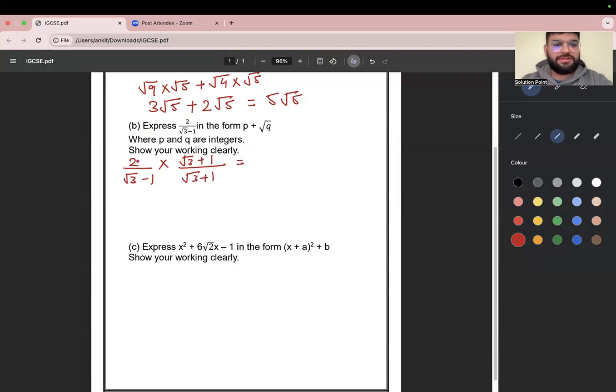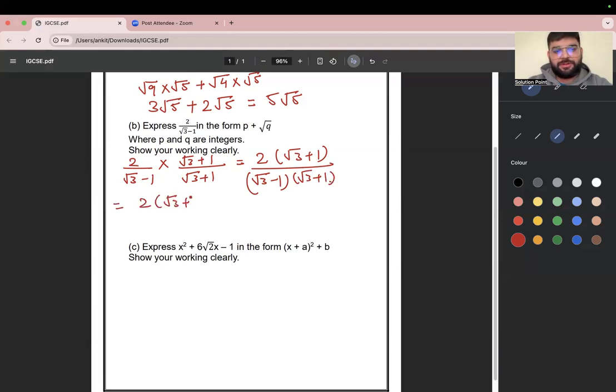Now let's do this. This will become 2 times square root of 3 plus 1, and the denominator will become square root of 3 minus 1 times square root of 3 plus 1. Now let's expand this denominator. Square root of 3 times square root of 3 will give me 3. Square root of 3 times 1 will give me plus square root 3. Minus 1 times square root 3 will give me minus square root 3. And minus 1 times plus 1 will give me minus 1.